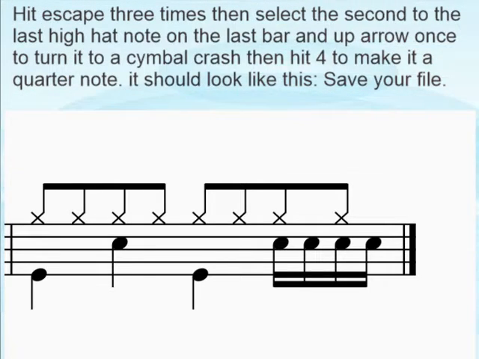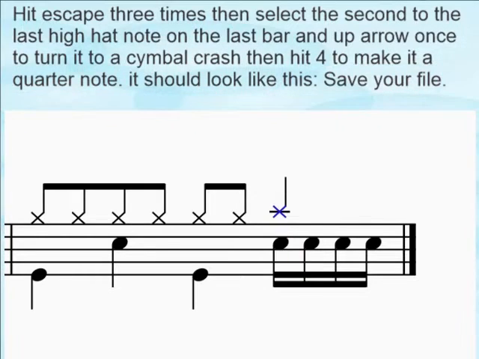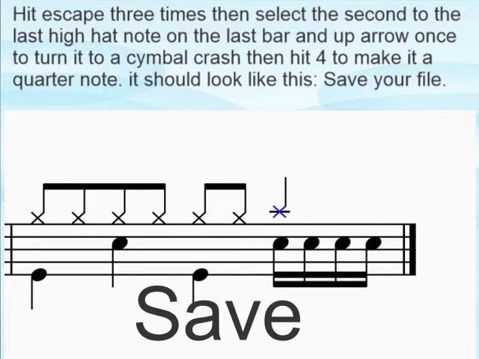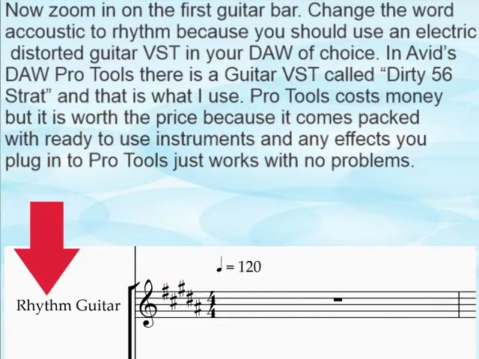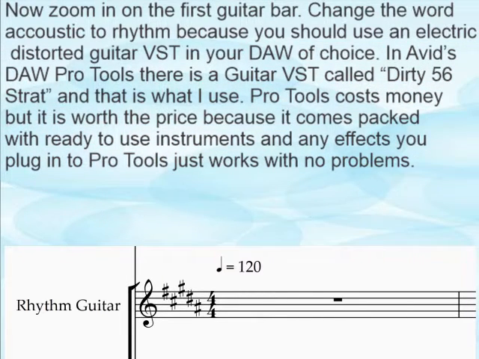Hit escape 3 times, then select the second to the last hi-hat note on the last bar and up arrow once to turn it to a cymbal crash, then hit 4 to make it a quarter note. It should look like this. Save your file. Now zoom in on the first guitar bar. Change the word acoustic to rhythm because you should use an electric distorted guitar VST in your DAW of choice.